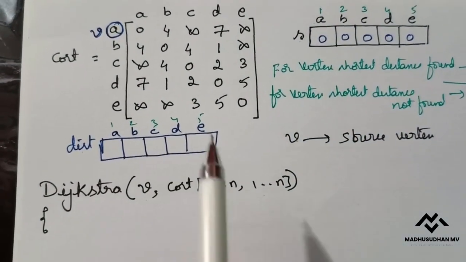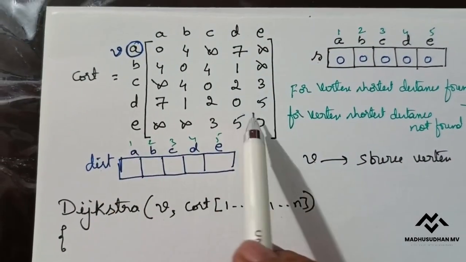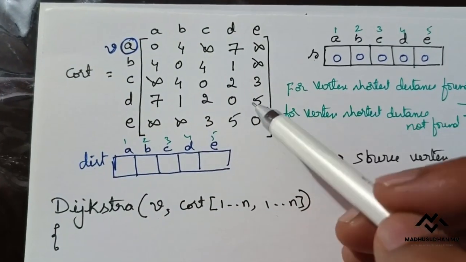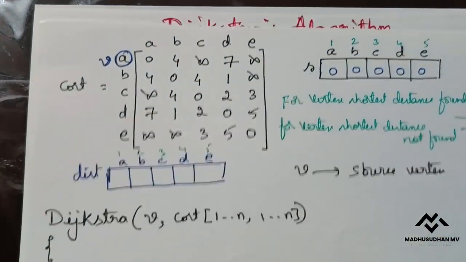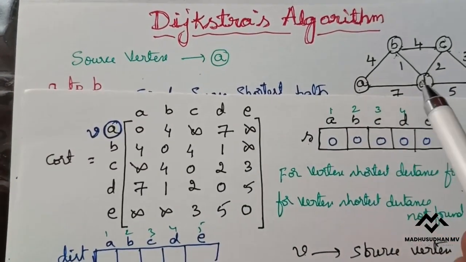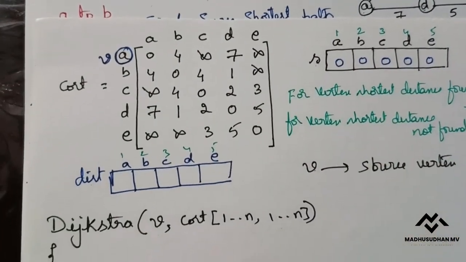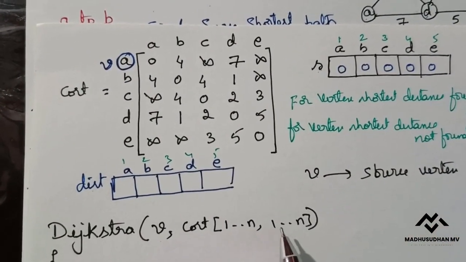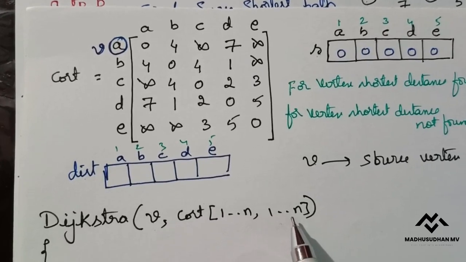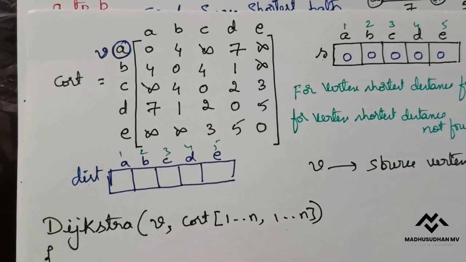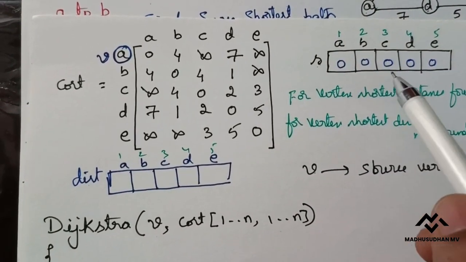Then one term is the number of rows and number of columns. How many vertices are there in our graph? That many rows and that many columns. So this is 1 to n, the number of rows and columns, where n indicates the number of vertices. So now what I have to do? Initially I made it 0.